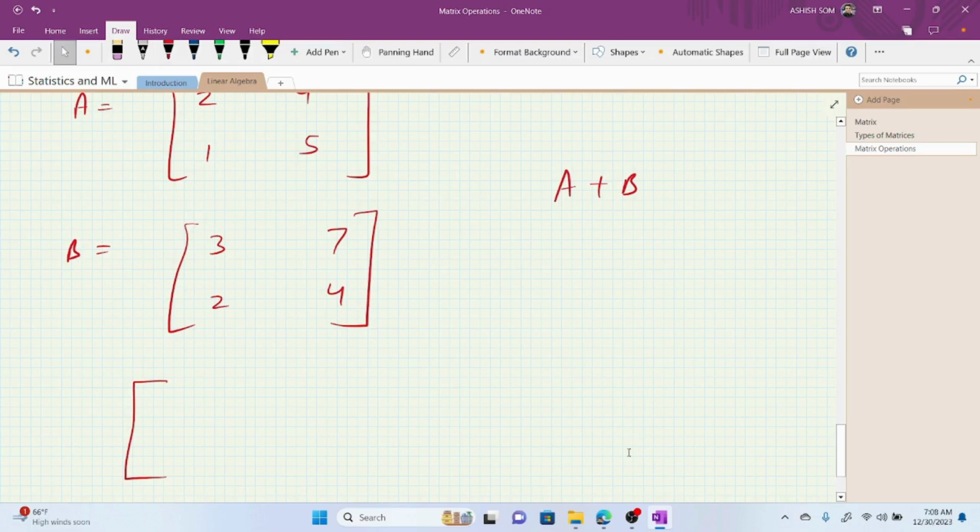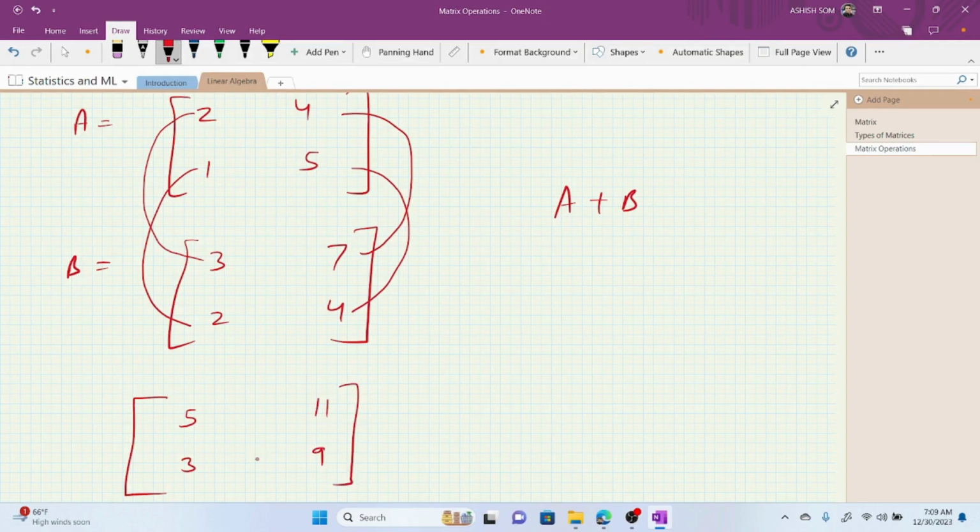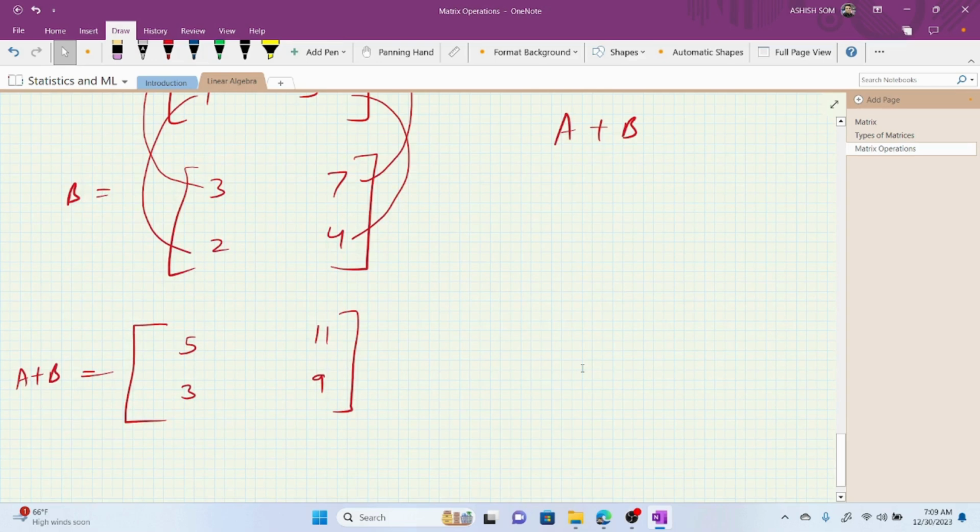So the first element that we have here, 2, will be added with 3. So 2 plus 3 will be 5. Then 4 will be added with 7, which gives 11. Now this 1 will be added with 2, so it will be 3. And this 5 will be added with 4 and we will get 9. This is the resultant matrix. We can say A plus B equals this. This is how we can add two matrices. The same way we can subtract two matrices.